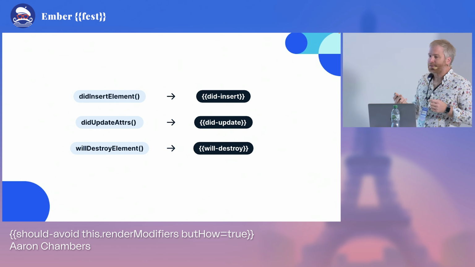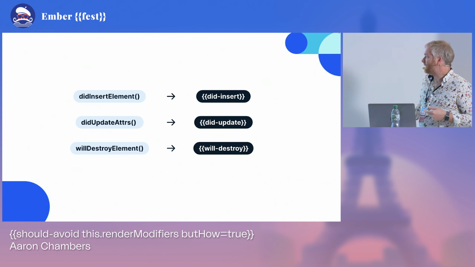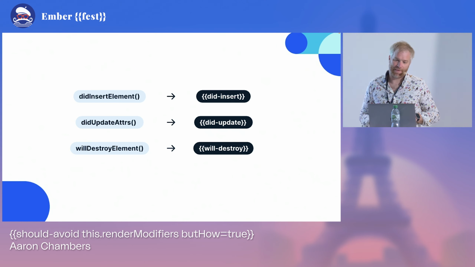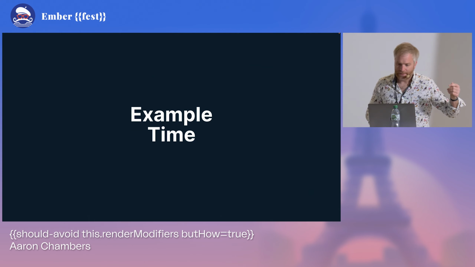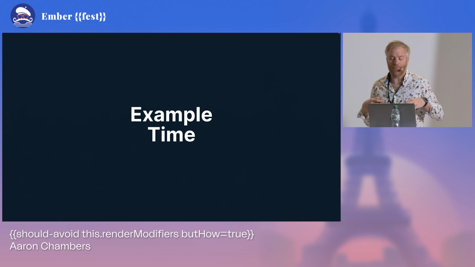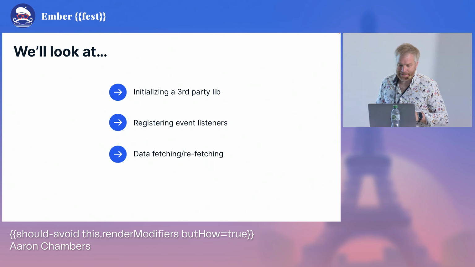So where we might have implemented the didInsertElement hook, we could basically use the did-insert render modifier and call that function, and it wouldn't change that much. Same with didUpdateAttrs and willDestroyElement. So that's why they're here. But we've moved past that. So we're just going to look at the three common scenarios that are covered: initializing an add-on or a plugin or a library, adding event listeners, and data fetching.